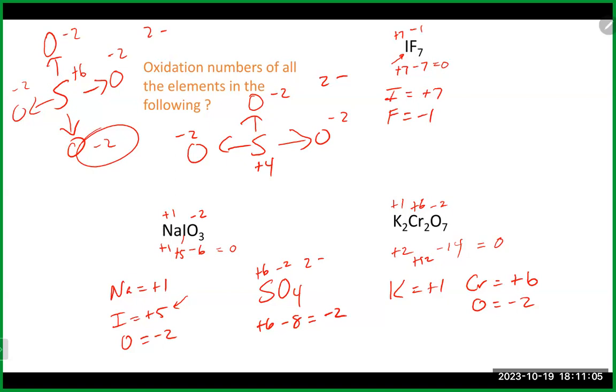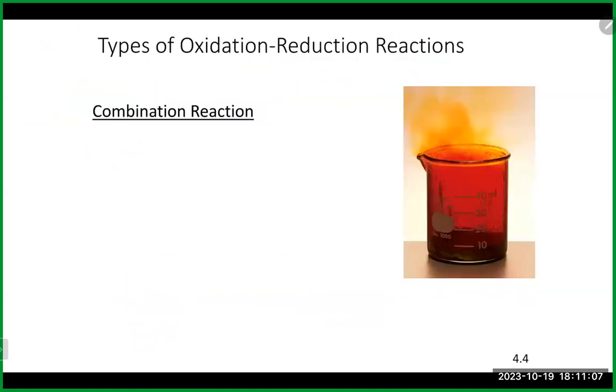All right, so now we're going to talk about specific classifications of redox reactions. Just like we saw with double displacement reactions, where you can more specifically classify one of those reactions as either a precipitation reaction or an acid-base reaction, there's a whole list of more specific classifications of reactions that fall under the big umbrella of redox reactions.